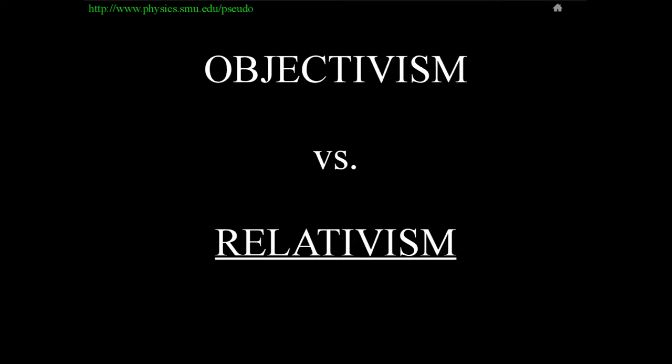Now, there is another way of thinking. There is relativism, okay? So objectivism, there's an objective reality, the same reality with laws that we can all discover and we all agree on. Relativism takes the other approach. So there are a couple of schools of relativism. There's solipsism.